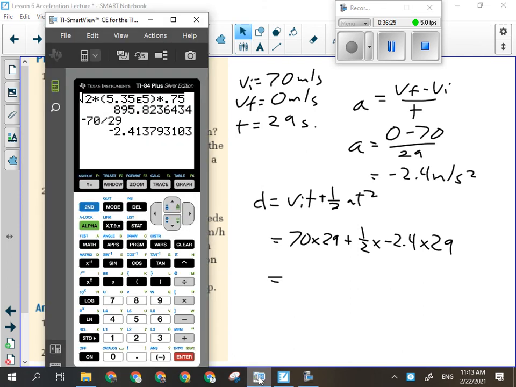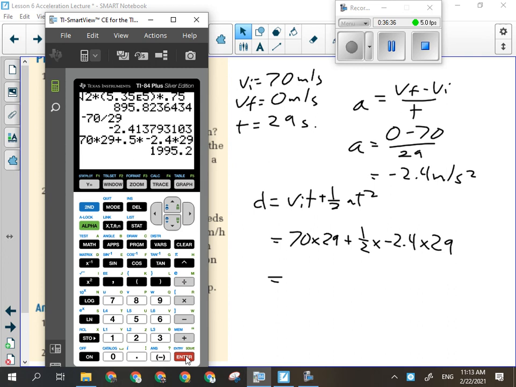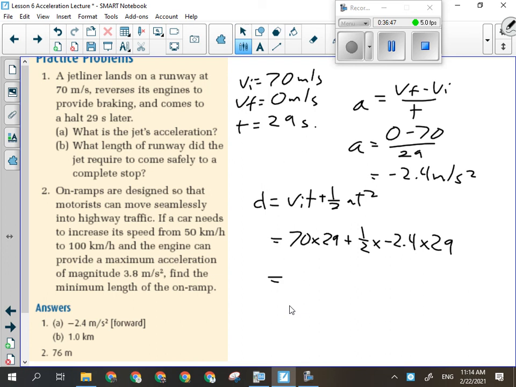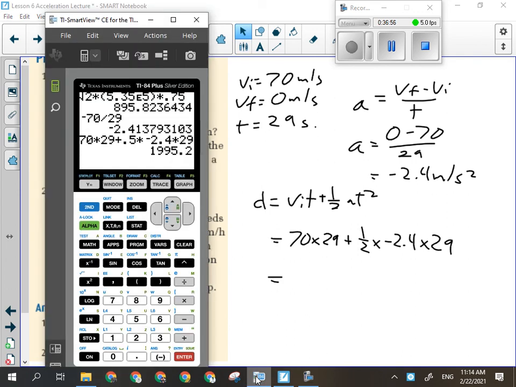All right, so when we do that, we got 70 times 29 plus 0.5 times negative 2.4 times 29. This thing is going to travel almost 2 kilometers before coming to a stop, okay? I think we only have 2 significant digits here, so it is actually going to be 2 kilometers. I don't know why they have 1 kilometer there. Did I put something in wrong? I probably did.